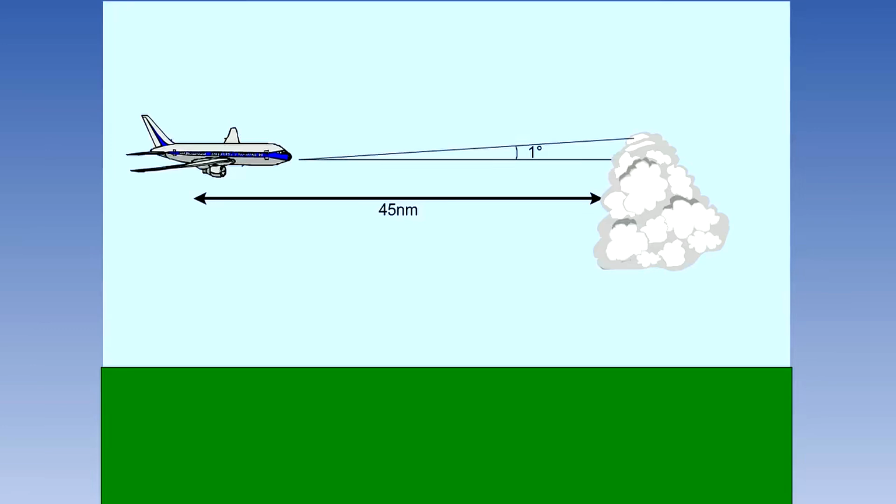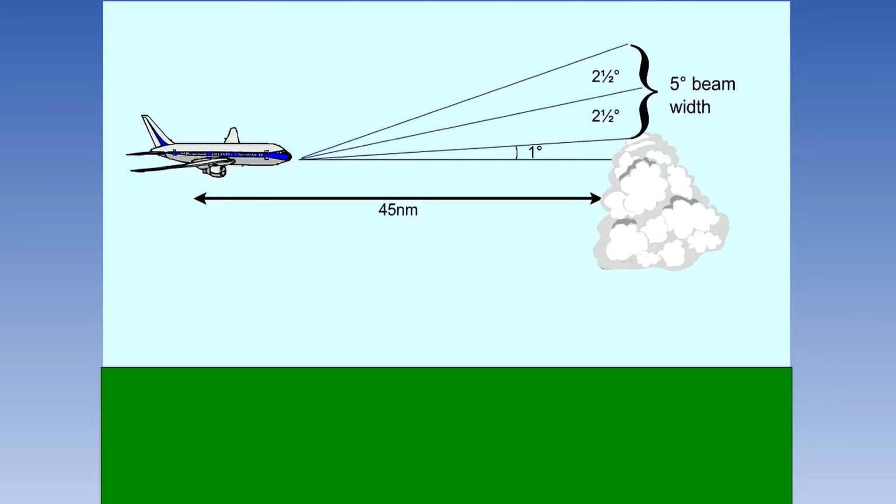Let's suppose that the top of the cloud is 1 degree above the aircraft horizontal. The beam width is 5 degrees. As we are measuring from the center of the beam to its bottom, we have to deduct half the beam width from our tilt angle in order to calculate the angle between the aircraft horizontal and the top of the cloud. The simple way to calculate this height is to use the 1 in 60 rule shown here. The height of the top of the cloud above the aircraft horizontal is the tilt angle minus half the beam width times the range times 100 feet.